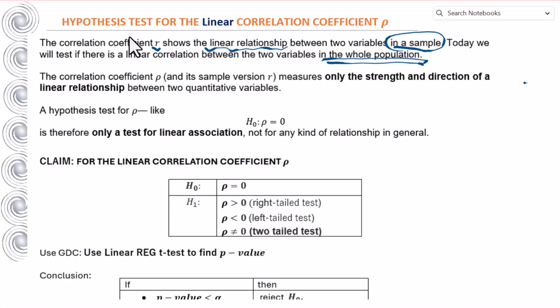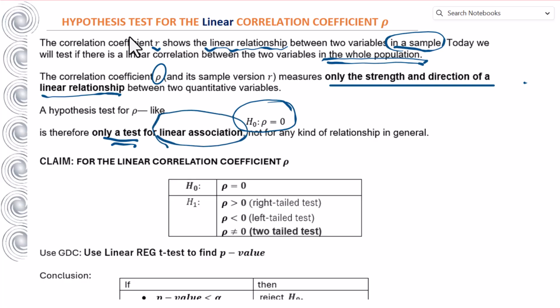The correlation coefficient rho, just like its sample version R, measures only the strength and direction of a linear relationship between two quantitative variables. A hypothesis test for rho, like H0: rho equals 0, is only a test for linear association, not for any other kind of relationship in general.